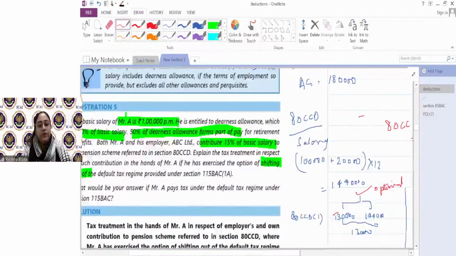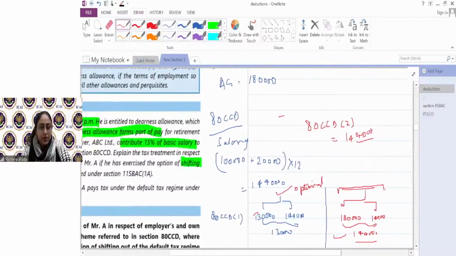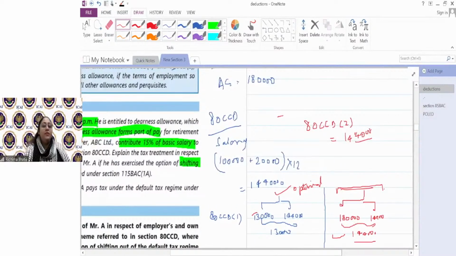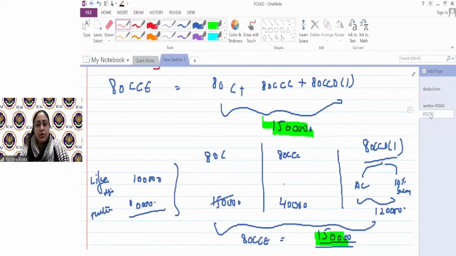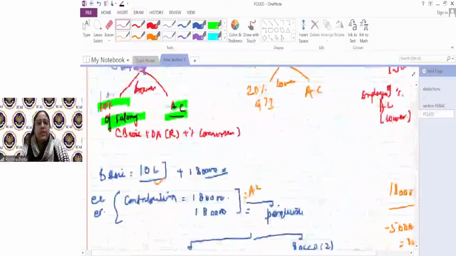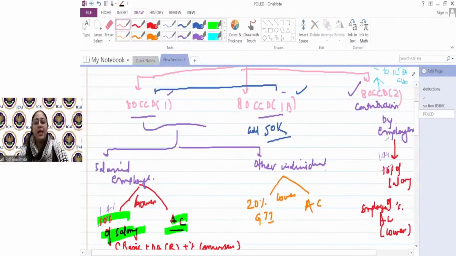So 14,40,000 का 10% comes to 1,44,000. So 144 और 180 which is lower? 180 और 144 में कौन सा lower है? 144. So 144 is the reduction under 80 CCD2. I think what can help you guys is to take this particular thing as notes. It's a crux and it will help you understand it much better.